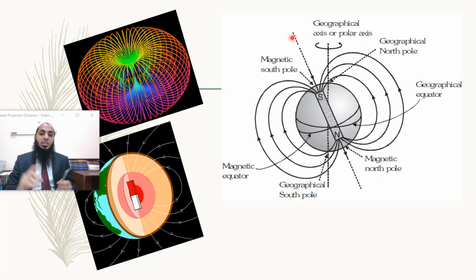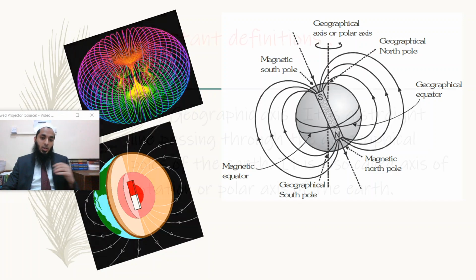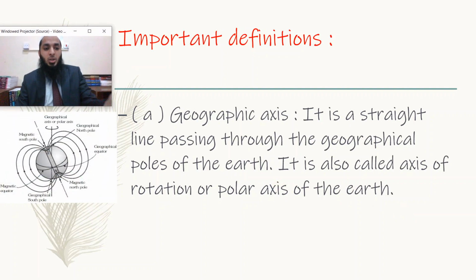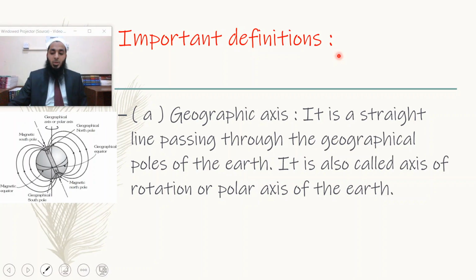Okay, so I hope this slide is clear and all the explanations are clear. Let's proceed. What all I told has been written here. Geographic axis is a straight line passing through the geographical poles of the Earth, the geographical north pole and south pole. It is also called the axis of rotation or the polar axis of the Earth. The figure here is nothing but the figure that you saw earlier.